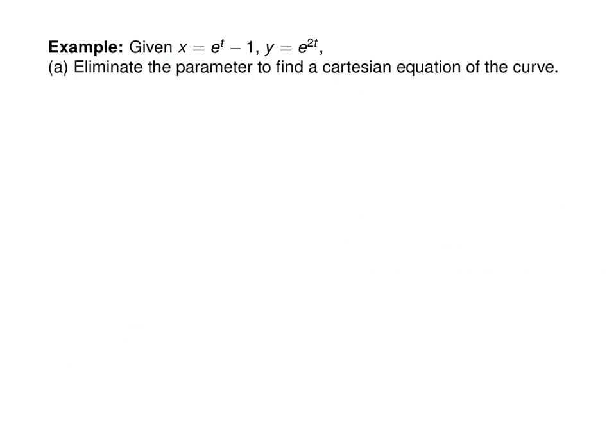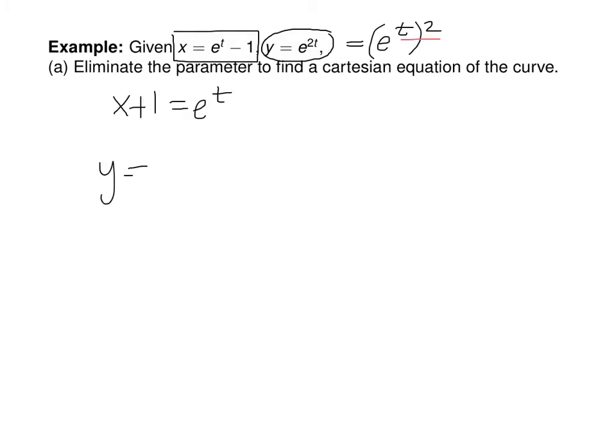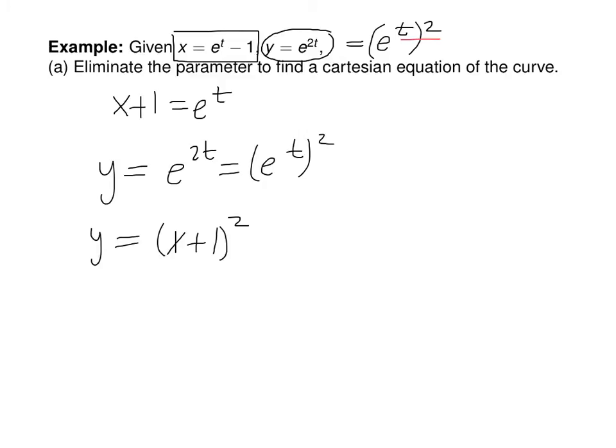All right, eliminate the parameter here to find a Cartesian equation of the curve. So what you have to notice here is that e to the 2t is the same thing as (e to the t) squared, because those exponents multiply, giving you back 2t. And using that idea, you can take this x equation and get the e to the t by itself. So x plus 1 is equal to e to the t, and y is equal to e to the 2t, or (e to the t) squared. And inputting x plus 1 for e to the t, we'll have (x plus 1) quantity squared.